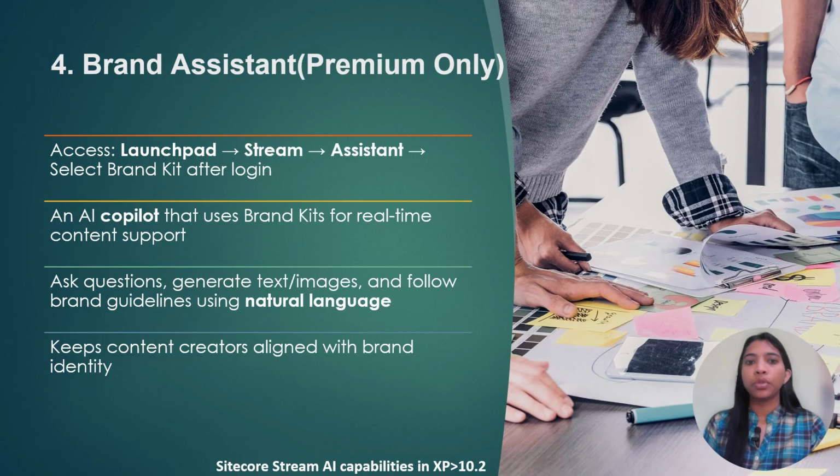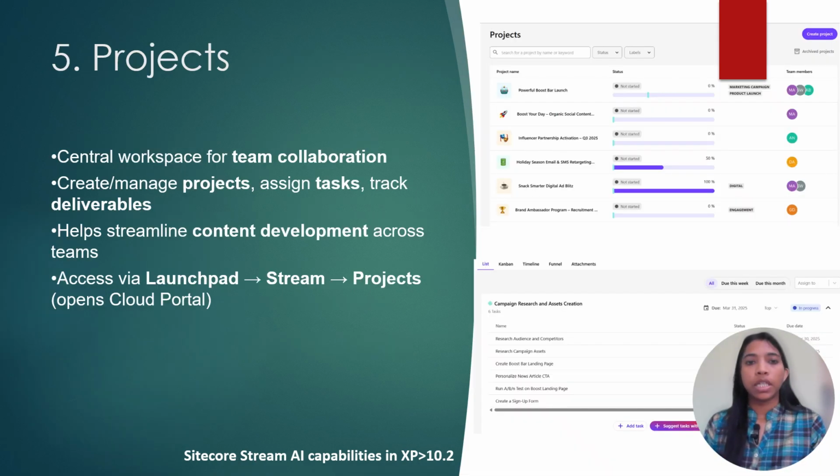Brand assistant. This one we can access through the Sitecore Launchpad. Clicking on the assistant, it will take us to the cloud portal where we can ask questions in natural language, and it will give the response based on the brand documents that we have uploaded. So that is the brand assistant. It is like a co-pilot. And the next feature is the project.